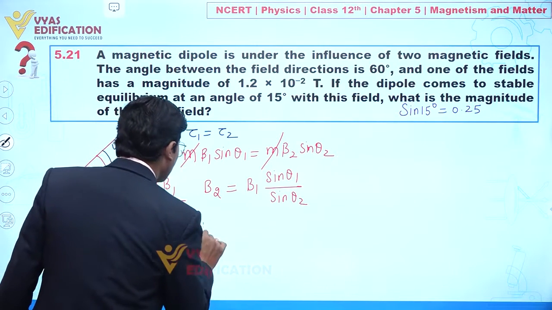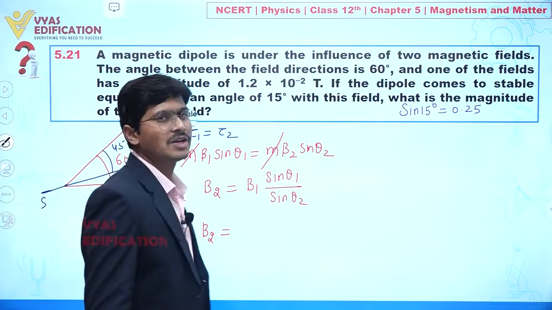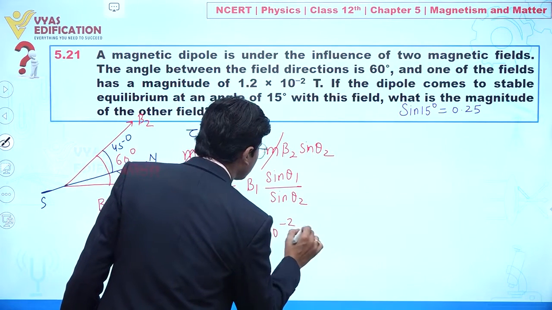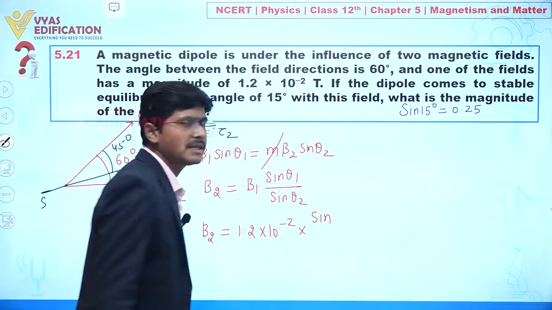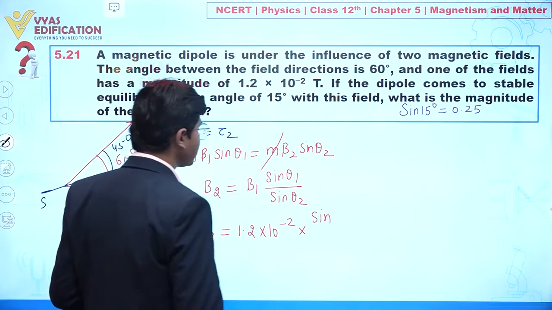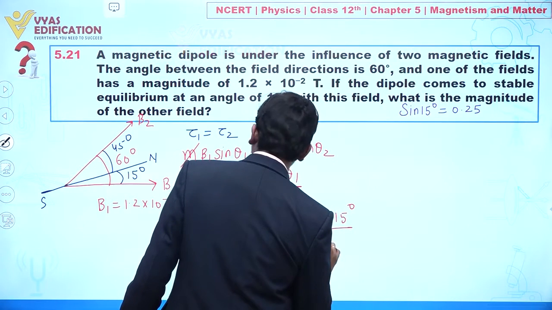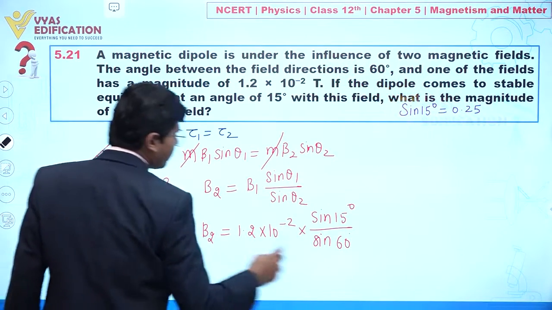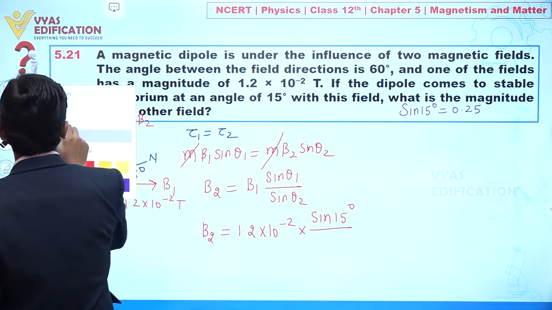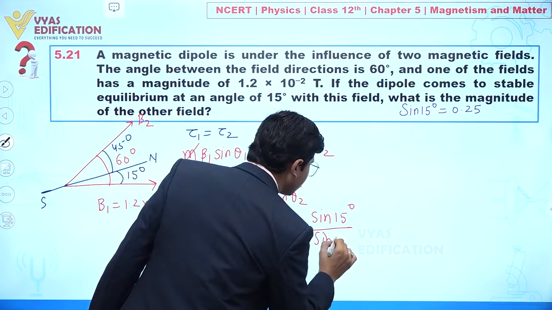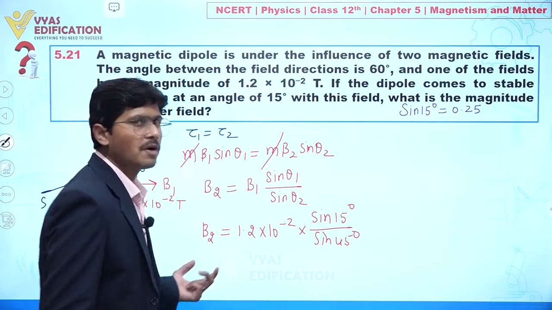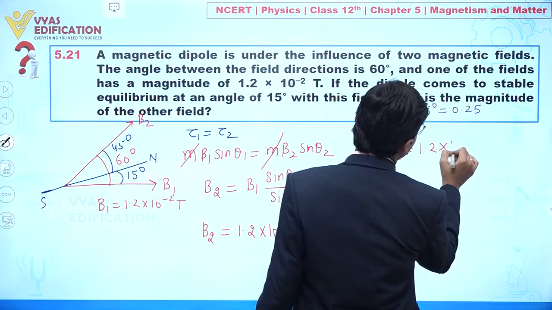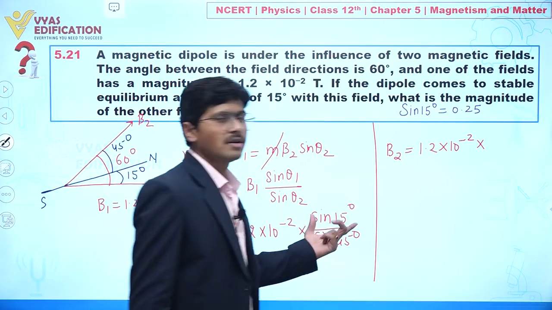Clear? So the value of B2 is given by, what is the value of B1? B1 value we have 1.2 into 10 to the power minus 2 multiply sin theta 1. Clear? So theta 1, I am saying this is 15 degree, divided by sin theta 2, which is sin 45 degree. Clear? So from here I can write like this, value of B2 is equal to 1.2 into 10 to the power minus 2 multiply sin 15.